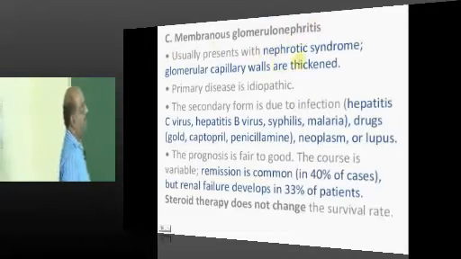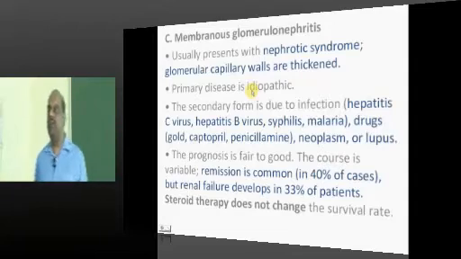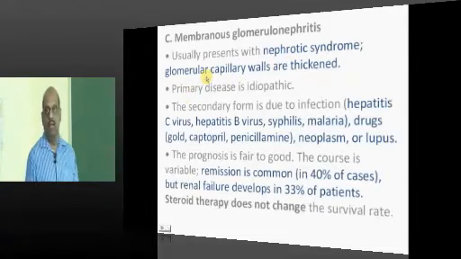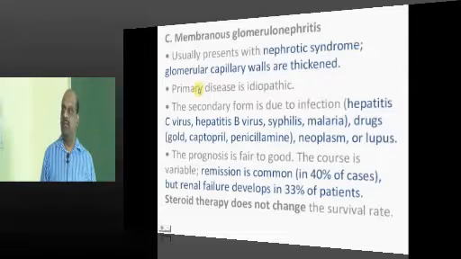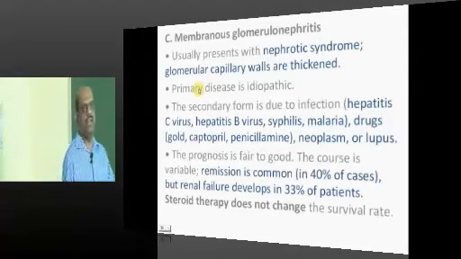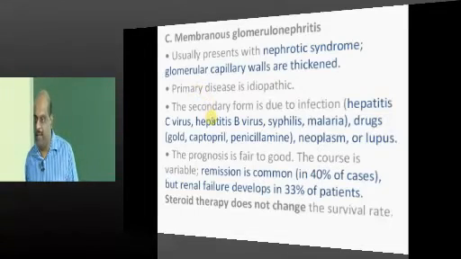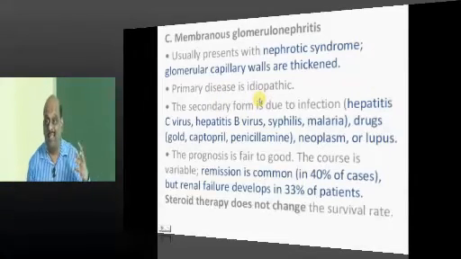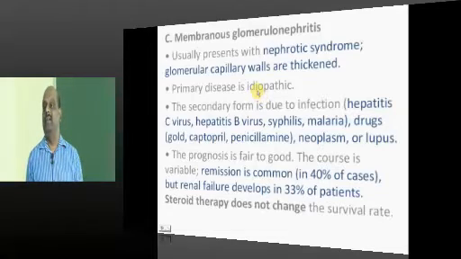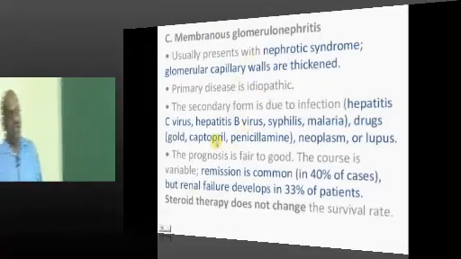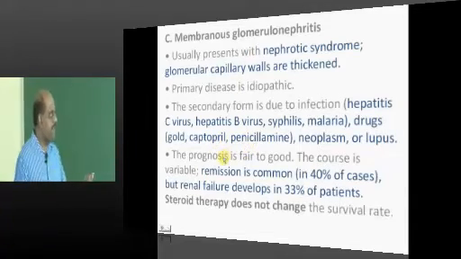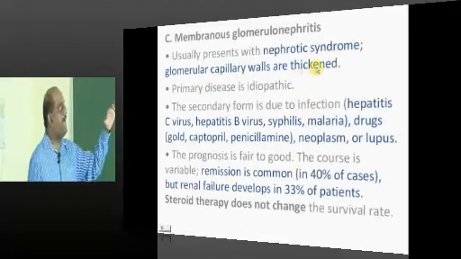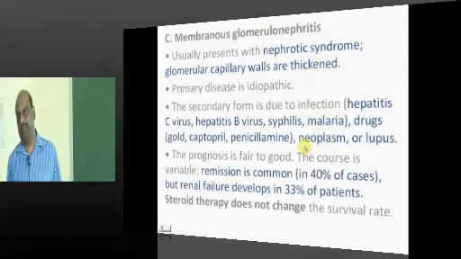Next, membranous glomerulonephritis. Just like minimal change disease leads to nephrotic syndrome, membranous glomerulonephritis leads to nephrotic syndrome. But why do you call it membranous? Why don't you call it minimal change? In minimal change there is no change in the glomeruli on light microscopy. But if you do light microscopy in membranous glomerulopathy, you find the glomerular capillary walls are thickened. Hence it is called membranous glomerulopathy. What leads to this? Hepatitis C, hepatitis B, syphilis, and malaria-like infections lead to the thickening of the glomerular capillary wall and the development of membranous glomerulopathy.